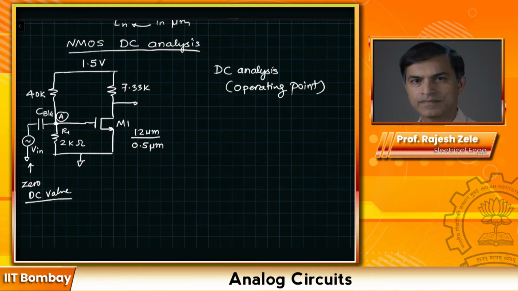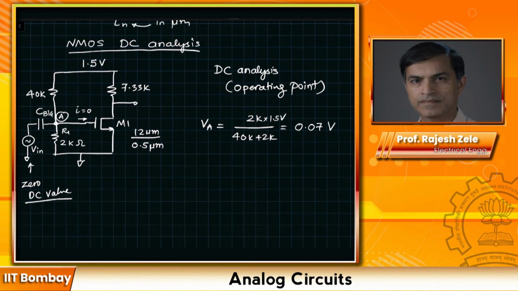In this case, the voltage at node A, VA, is given by a resistive divider. So 2 kilo ohms divided by 40k plus 2 kilo ohms, multiplied by 1.5 volts. So this would be equal to 0.07 volts. And the reason we look at it as a voltage divider is that the current going into the gate of the MOSFET, the DC current, is equal to 0.